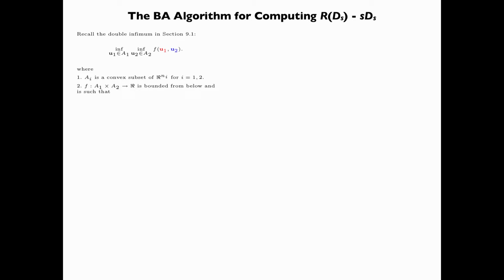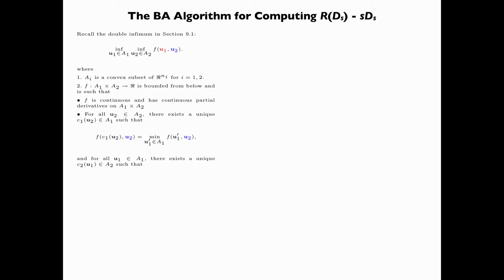F, a function from A1 times A2 to R, is bounded from below and is such that f is continuous and has continuous partial derivatives on A1 times A2. For all u2 in A2, there exists a unique u1 in A1 that minimizes the value of f. And for all u1 in A1, there exists a unique u2 in A2 that minimizes the value of f. We now cast the computation of R_d(s) minus s D_s into this optimization problem.